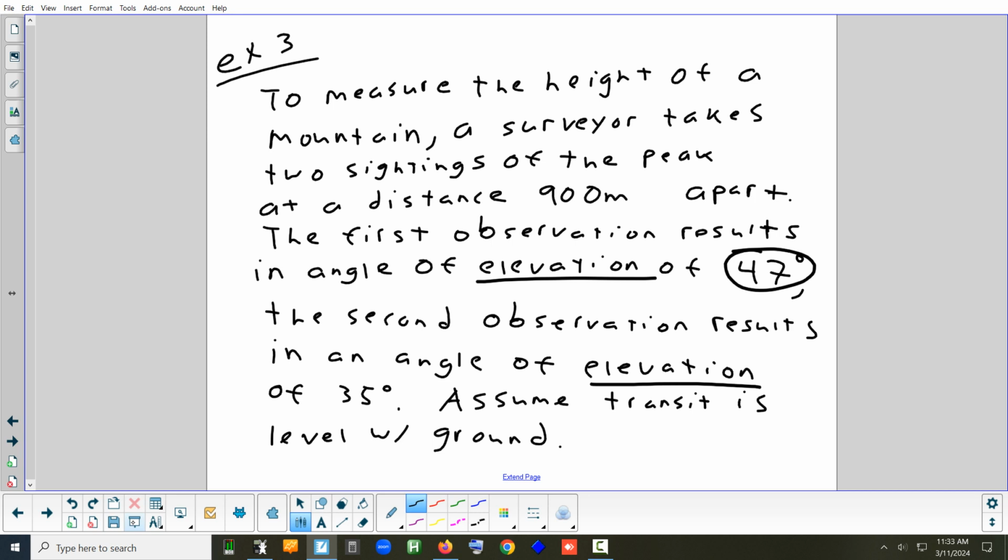So don't worry about saying there needs to be a triangle in the picture. Don't worry about math stuff. Just worry about the objects in that problem, and then triangles will happen automatically. So what's one important thing that needs to be in our diagram? The two sightings of the peak, 900 meters apart. Okay, we do need to mark the two sightings 900 meters apart.